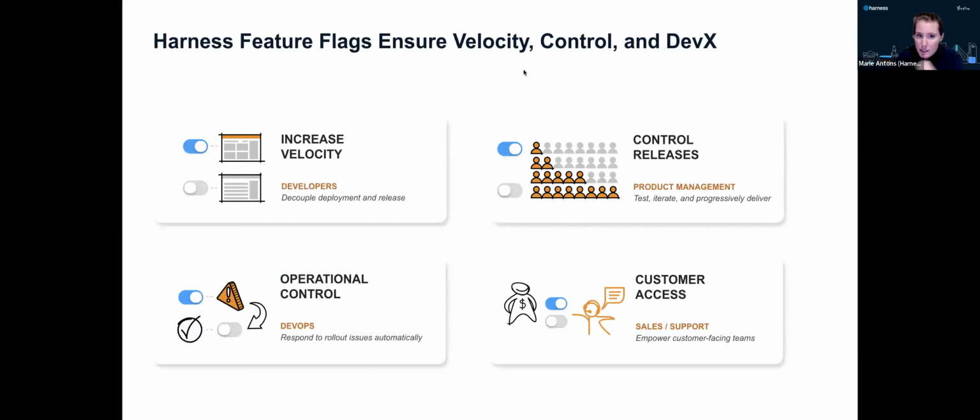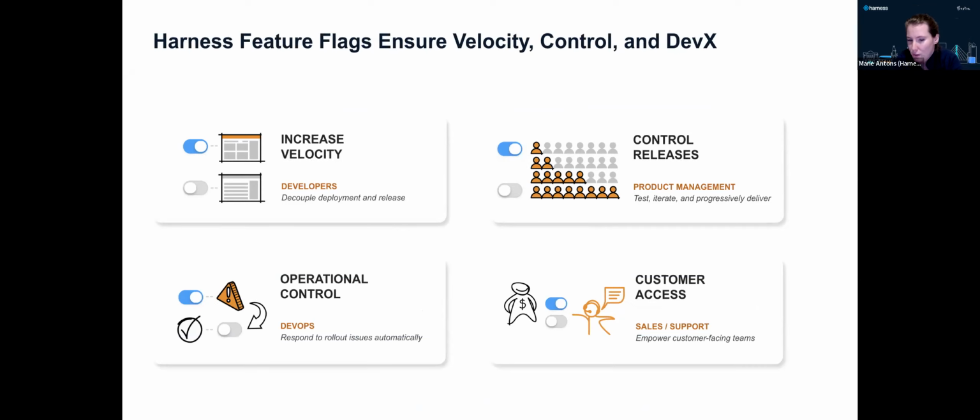So Harness Feature Flags ensures velocity, control, and developer experience. So you can increase velocity because you can test all of these small features or potentially big features, depending on how you like to release things. You can iterate quicker, you can control your releases, so you can test, iterate, and progressively deliver.